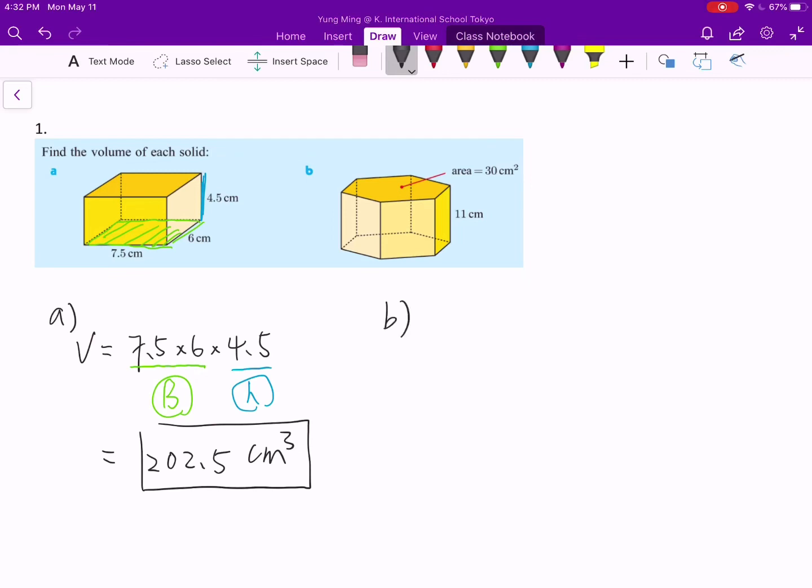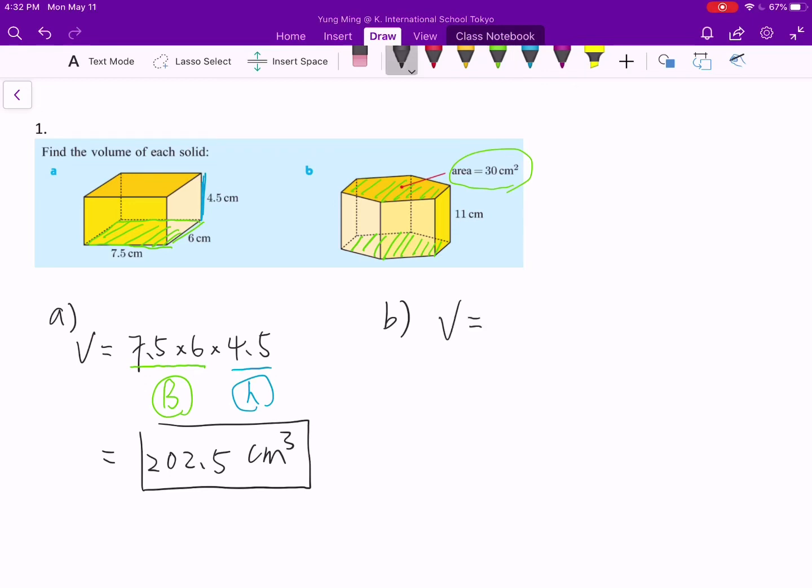Part B, we're looking at a hexagon. We don't really know how to find area of a hexagon, right? But we still need to find a base area. The good thing is they actually told us the base area is 30, okay? Because this is uniform cross-section, right? So the top base area will be exactly the same as the bottom base area. So it doesn't really matter which one they give you. In this case, they gave you the top one, so we're just going to use it.